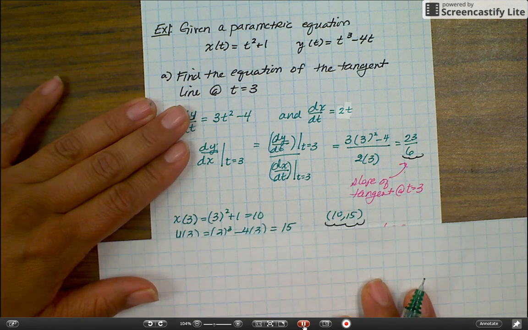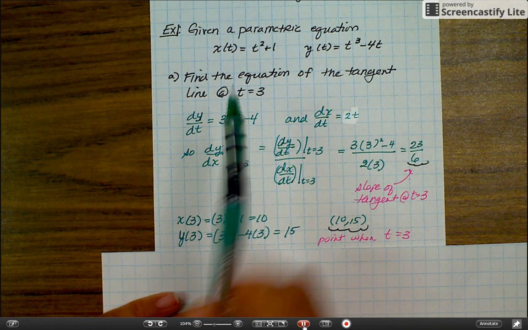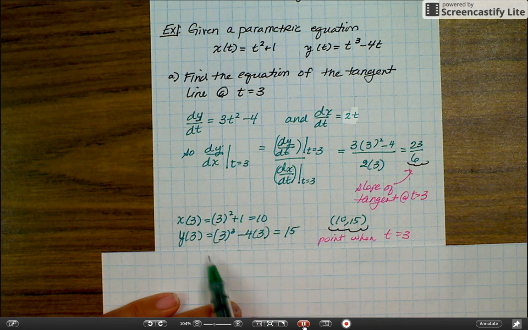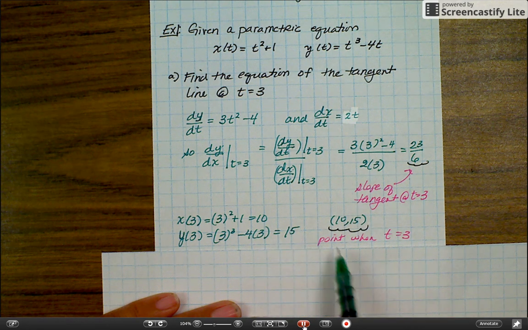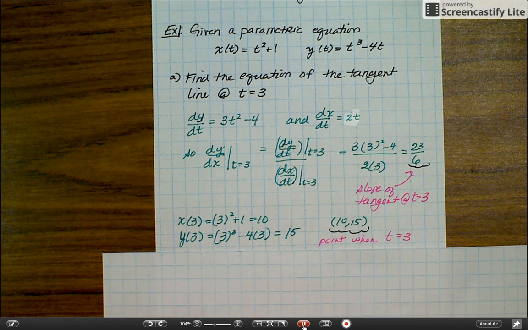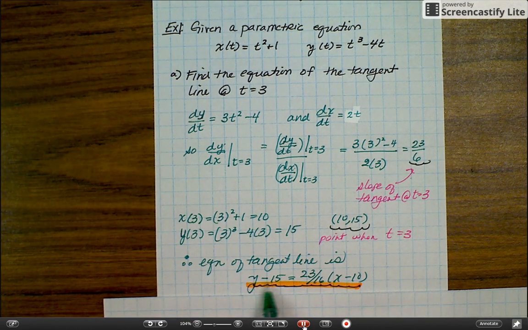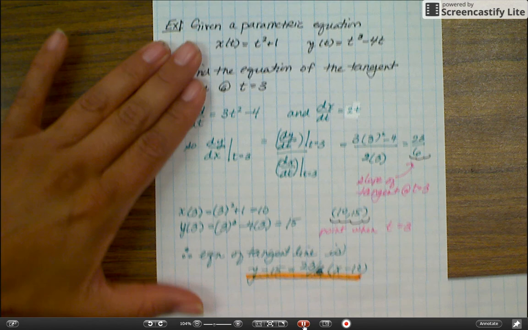So now, what is the point of tangency? Well, if t is equal to 3, we take 3 and substitute it in for t to get my x coordinate in x of t, and we get 10. And put 3 in for t here, and we get our y coordinate is 15. So our point of tangency, when t is equal to 3, is (10, 15). So what is the equation of our tangent line? y minus 15 is equal to 23 over 6 (that's supposed to be 6) times (x minus 10). That is the equation of our tangent line.